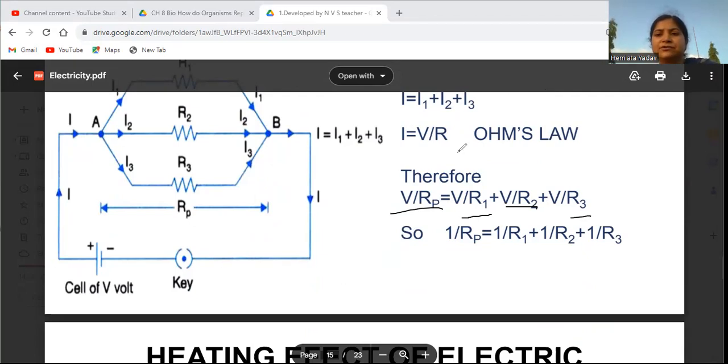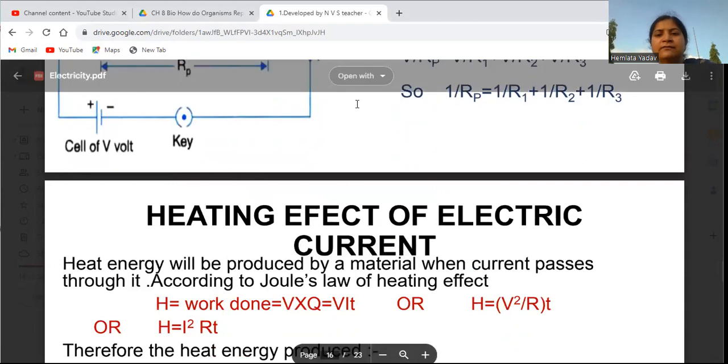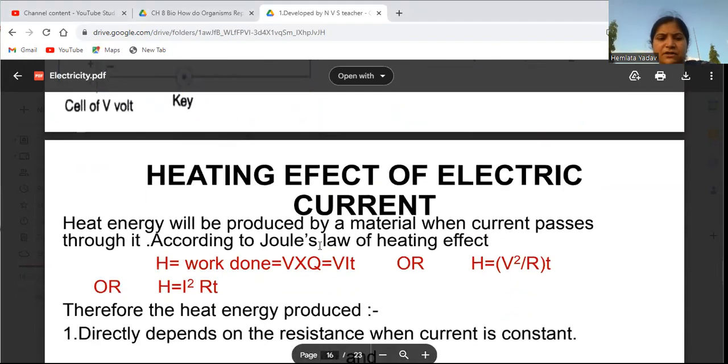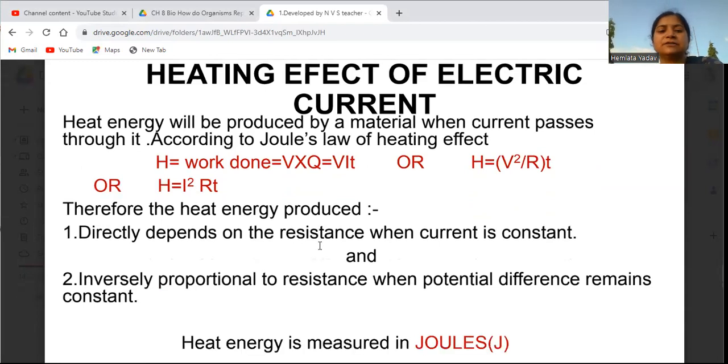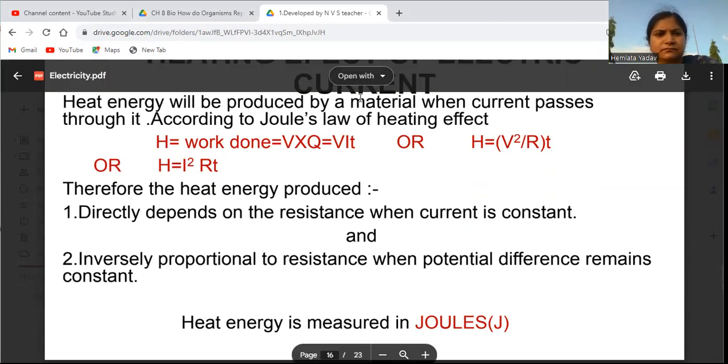We will take voltage common, and it will cancel out from each side, and we get this formula: resistance in parallel is the sum of the reciprocals of the resistances attached in parallel. Heating effect of current: heat energy is produced by a material when current is passing through it. According to Joule's law of heating, H is equal to work done.